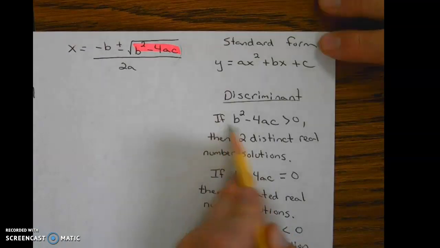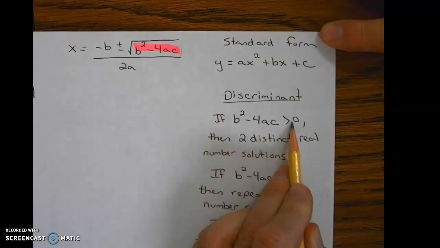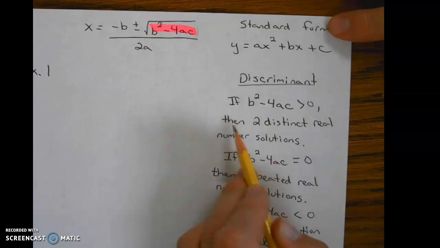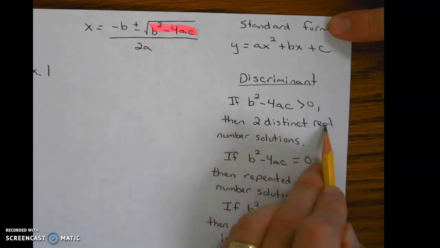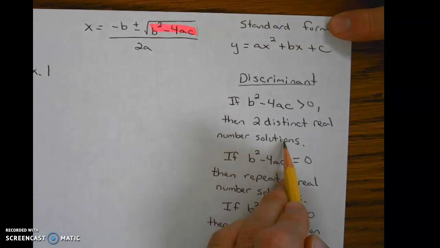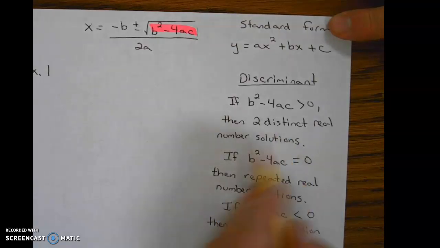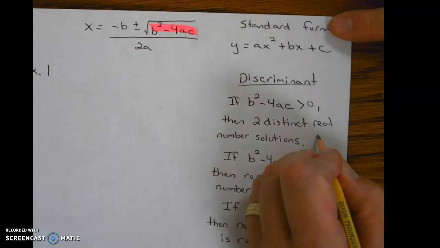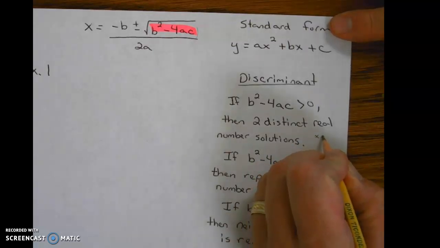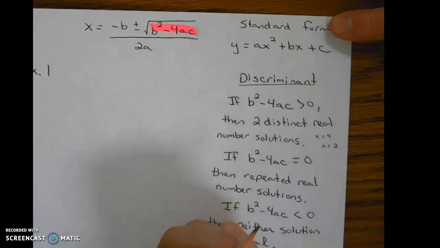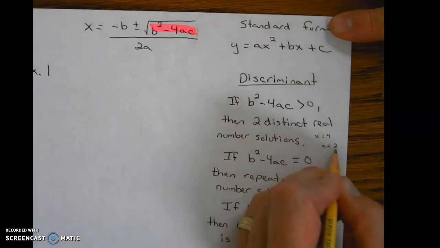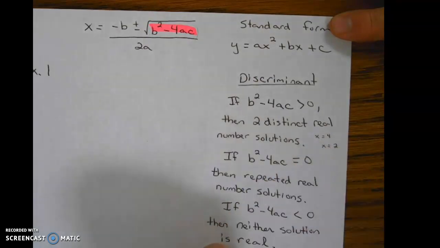If the discriminant is greater than 0, then two distinct real number solutions exist. Okay? Two distinct real number solutions. For example, x equals 4, just as an example, and x equals negative 2. That would be two distinct real solutions.